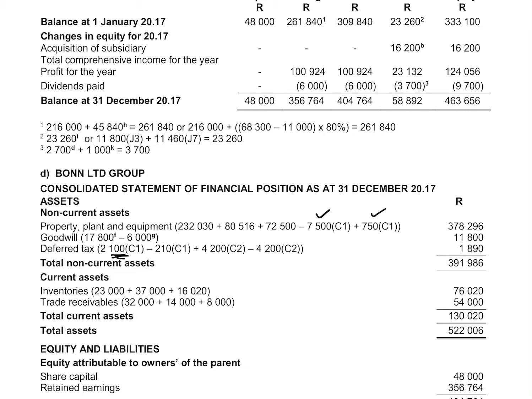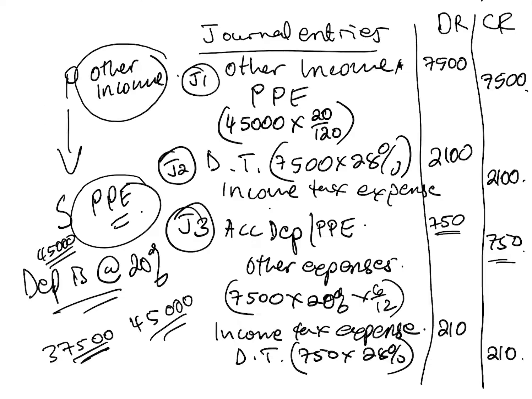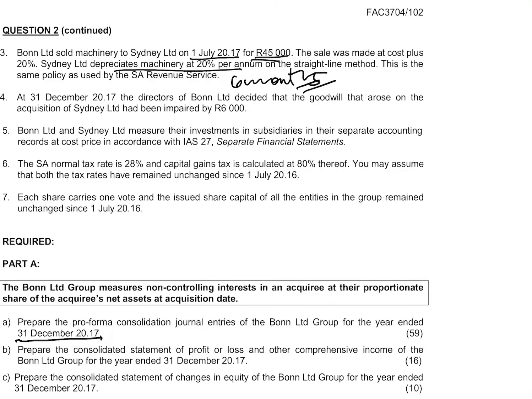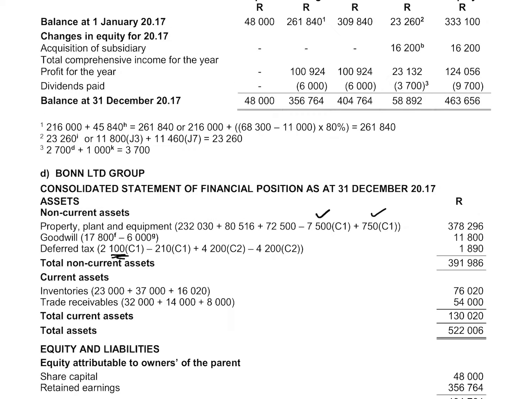And then other expenses in the profit and loss account are going to be reduced by the same amount, which is 750. Right, then we come to income tax expense and deferred tax. So this time deferred tax is a liability. Income tax expense, if you check on your profit and loss account, there is that 210. Deferred tax in the statement of financial position, it is a minus. Why? Because it is a liability.